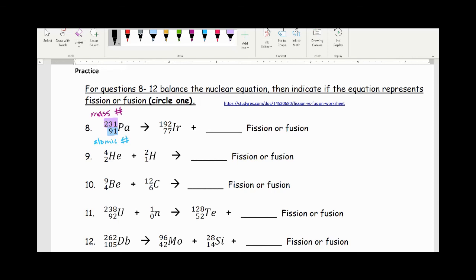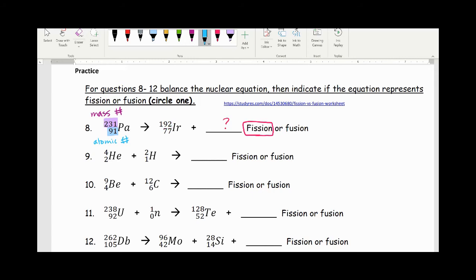So what we know is that this is an example where we have one nuclei decaying into two. And so first of all, let's identify that as fission, where we have one large nuclei breaking up into more than one fragment. And so what we know is that whatever atom goes here, it has to have a mass number and atomic number that, when added to 192 and 77 respectively, will equal up to 231.